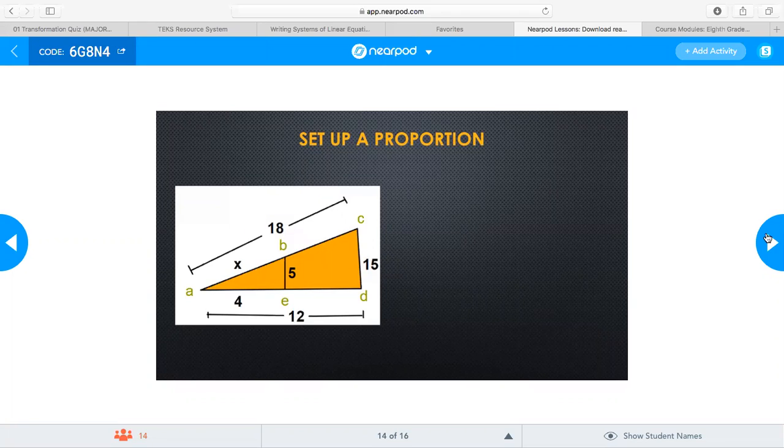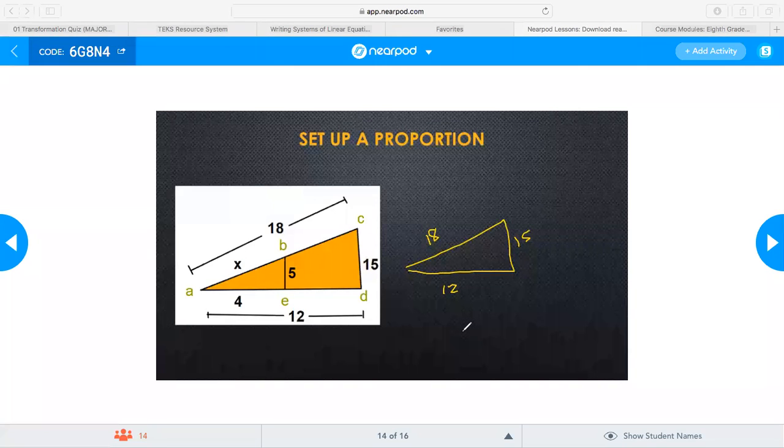Does anybody see the two triangles? Can someone tell me what one of those triangles' dimensions are? Go ahead, Carolina. 18, 15, and 12. All right, so the big triangle has 12, 18, and 15. Can someone tell me the other triangle?